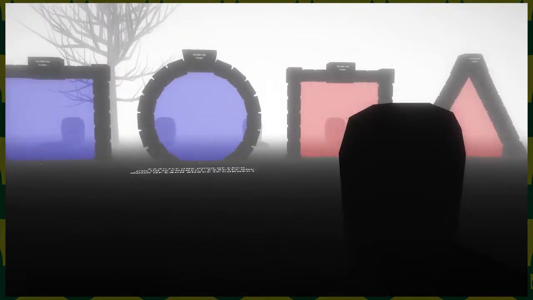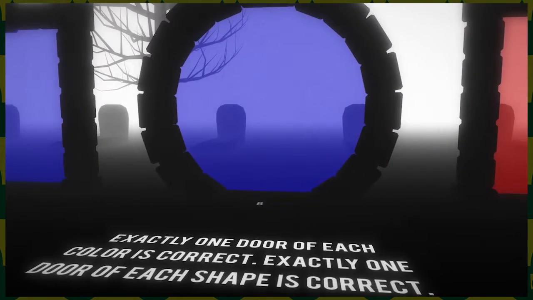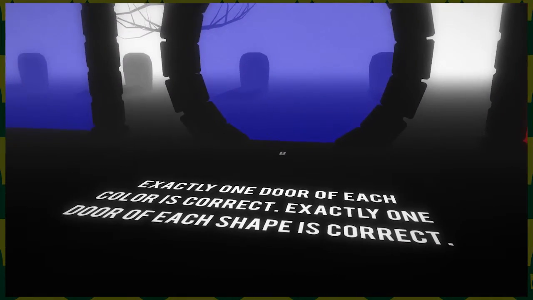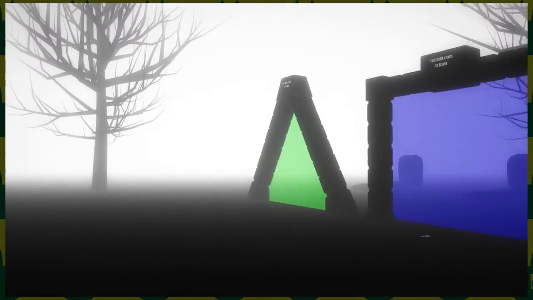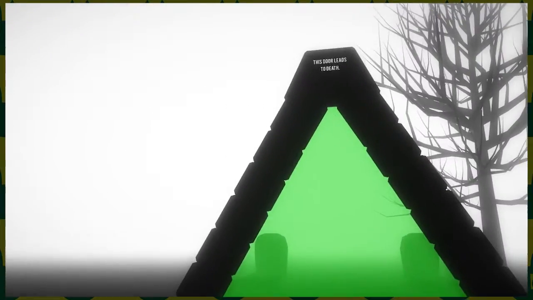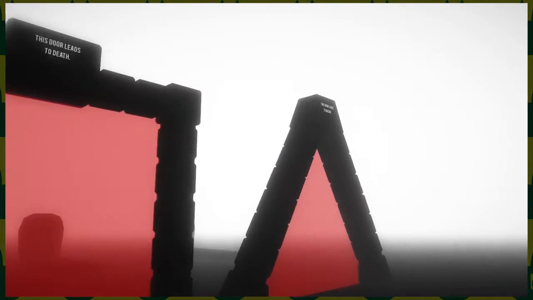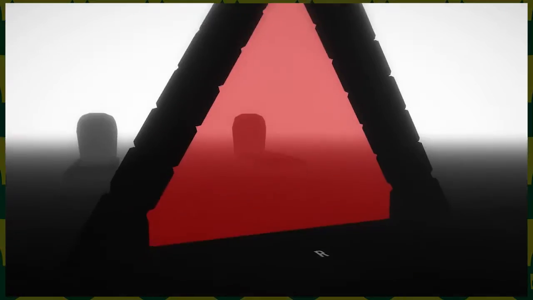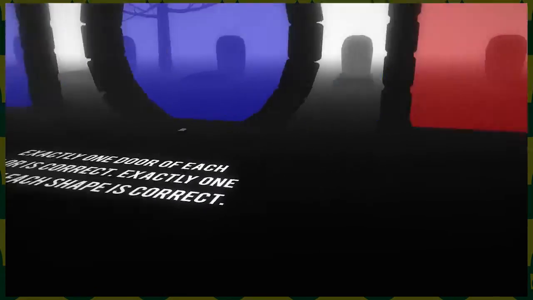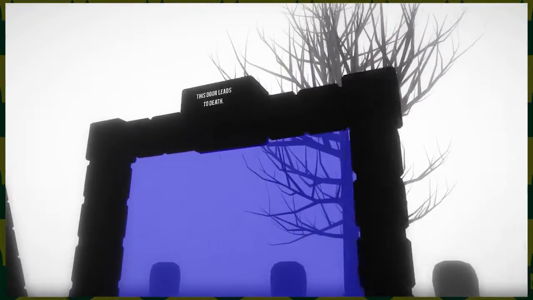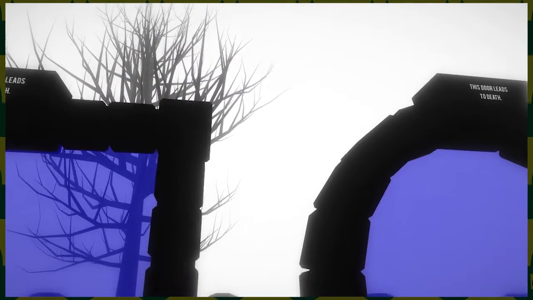Why am I in a graveyard? Okay. Exactly 1 door of each color is correct. Exactly 1 door of each shape is correct. Well, that means you're correct and the other one is incorrect. This door leads to death. Well, this red triangle is incorrect, and it says this door leads to bacon. Nope, you lead to death. Exactly 1 of each color is correct. So that means you're correct, this door leads to death. Alright. Means you're incorrect, this door leads to bacon then.